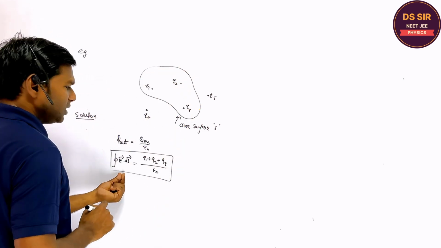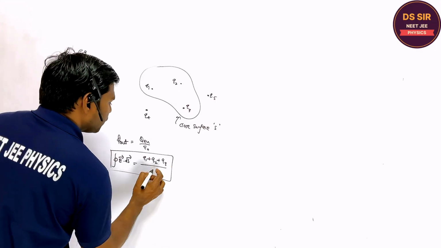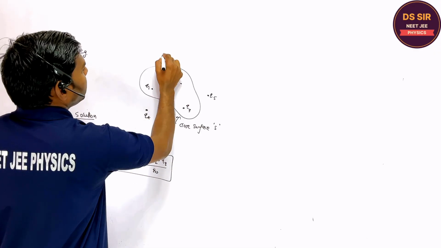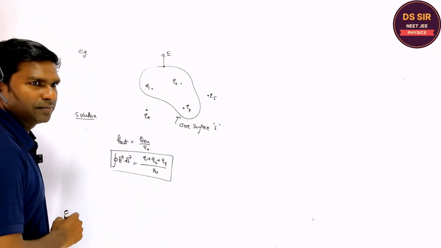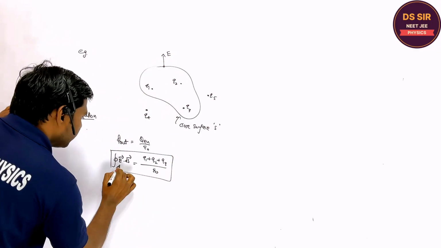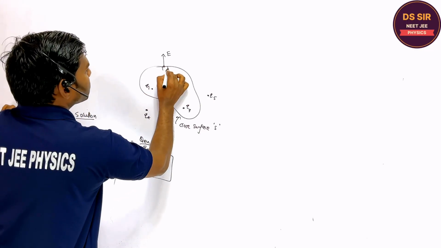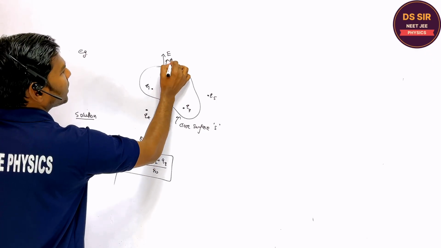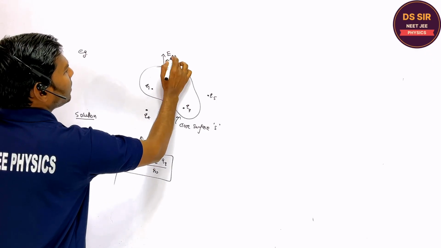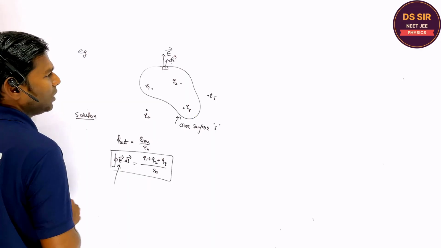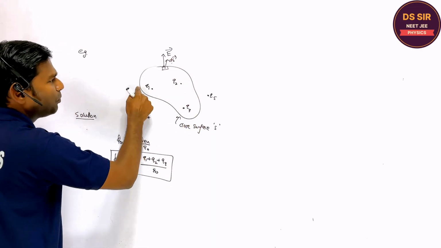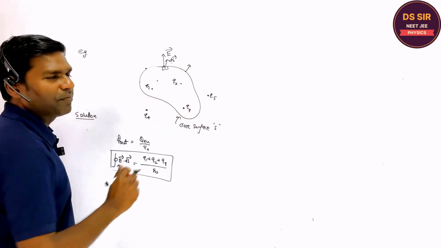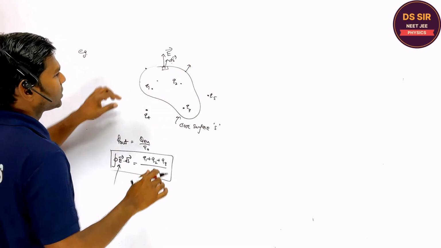For example, now this is the expression for Gauss's law. What is E? E is the electric field. Suppose at this point the electric field is E. Suppose the elemental surface area dS you have taken like this, and this is the electric field over there. At different points here, the electric field will have different values. It is very much clear, right?